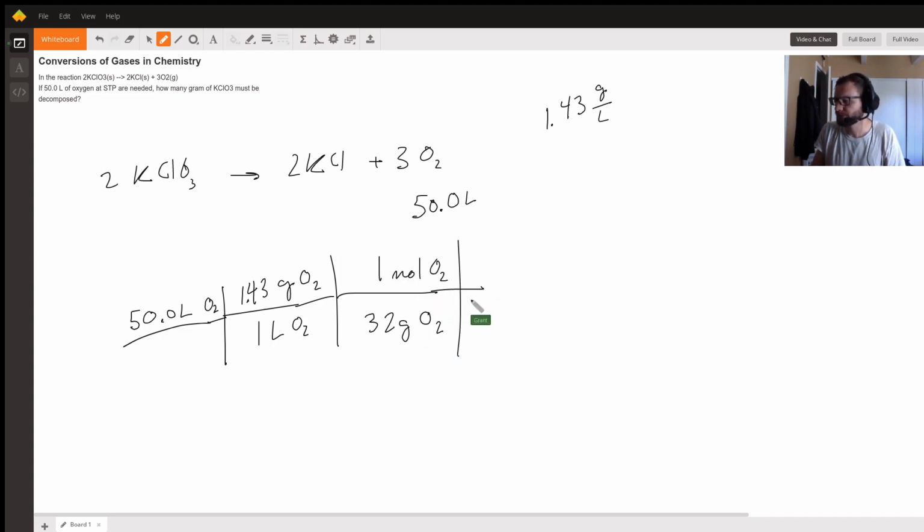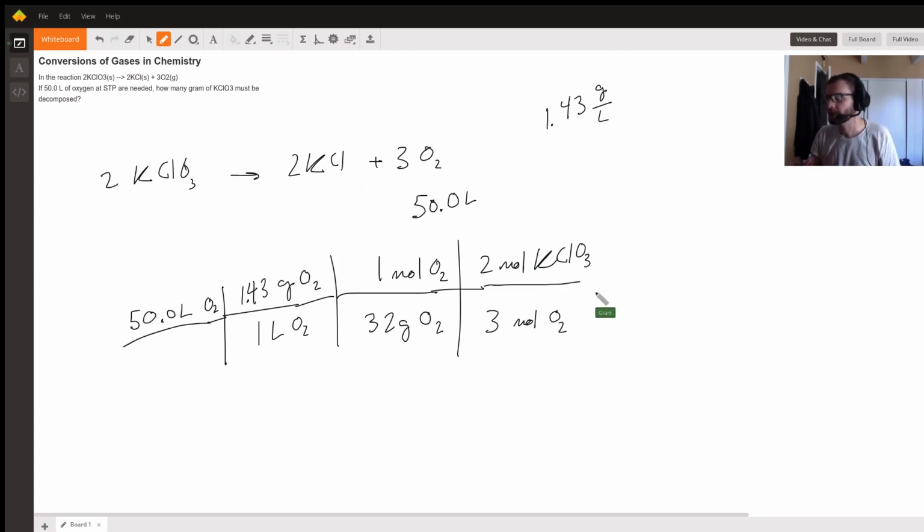And then we can see based on our balanced stoichiometric equation that for every 3 moles of oxygen, got that guy from right there, we'll produce 2 moles of potassium chlorate, KClO3. And then it's asking for how many grams must we decompose. So potassium chlorate is a salt, so we're going to want to know it in grams in order to weigh it out on our lab balance.